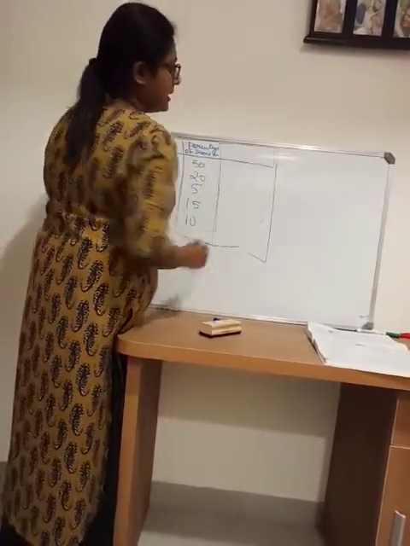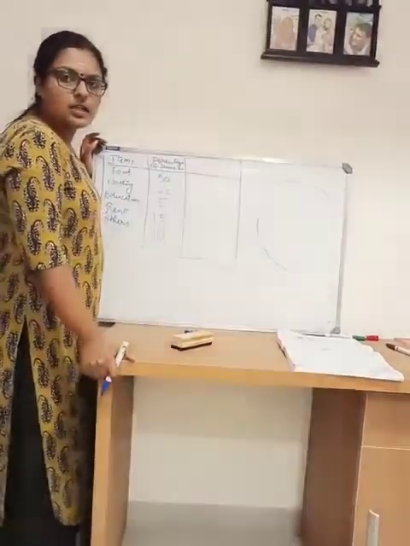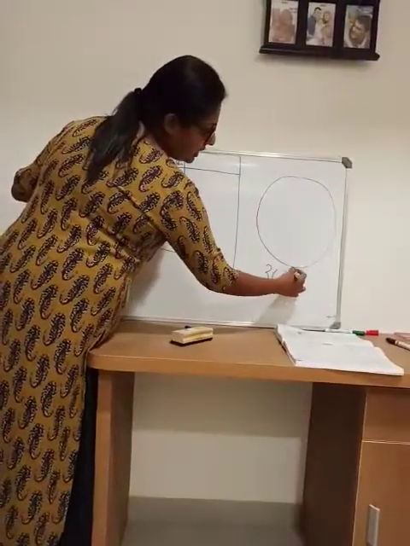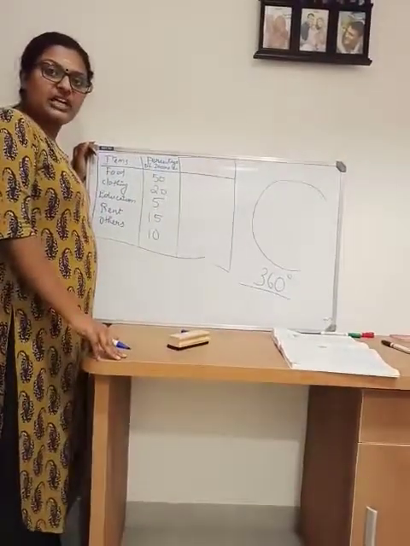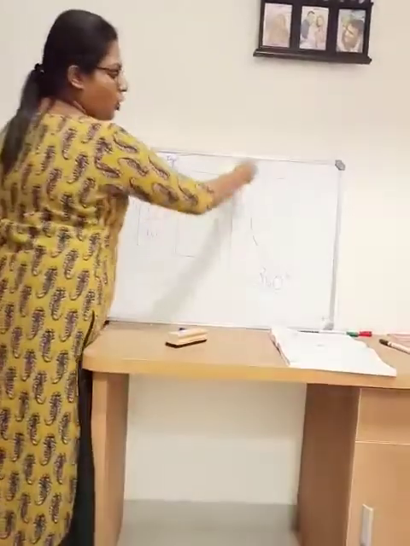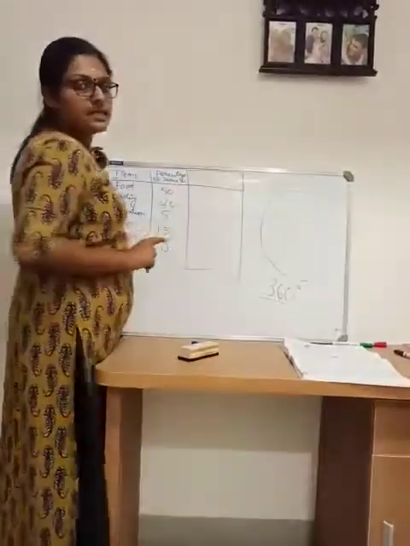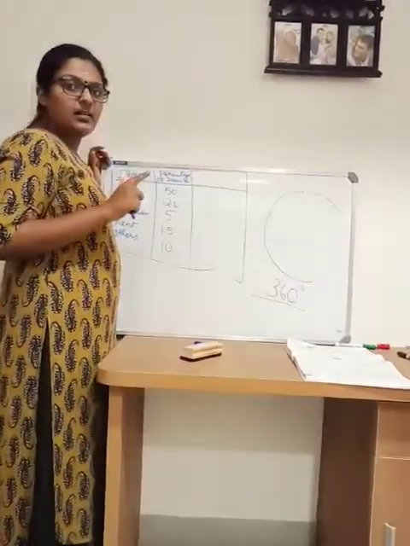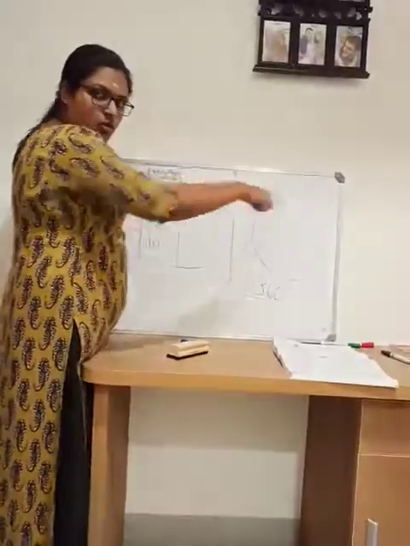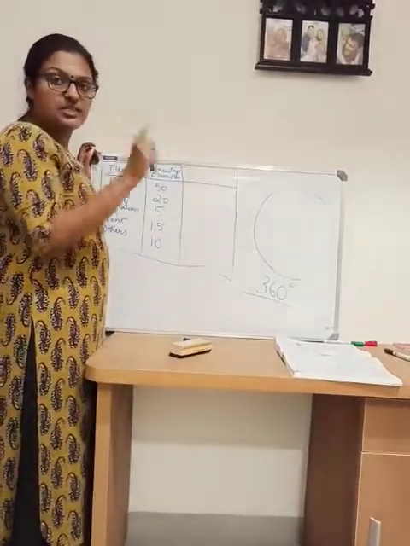You have to see, this is a circle, right? In a circle, what is the total degree? 360 degrees, right? 360 degrees is the total degree of the circle. So that means you have to convert each percentage out of 360. We are going to divide the whole circle among the expenditure of the family. So you should convert each percentage into a share of 360.